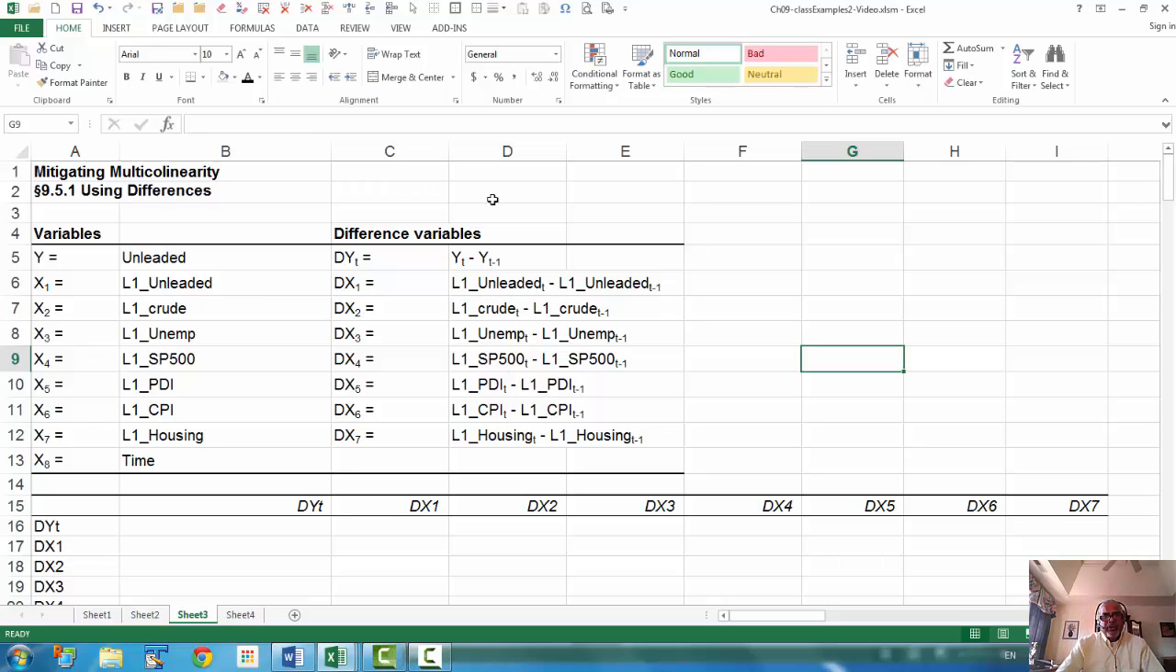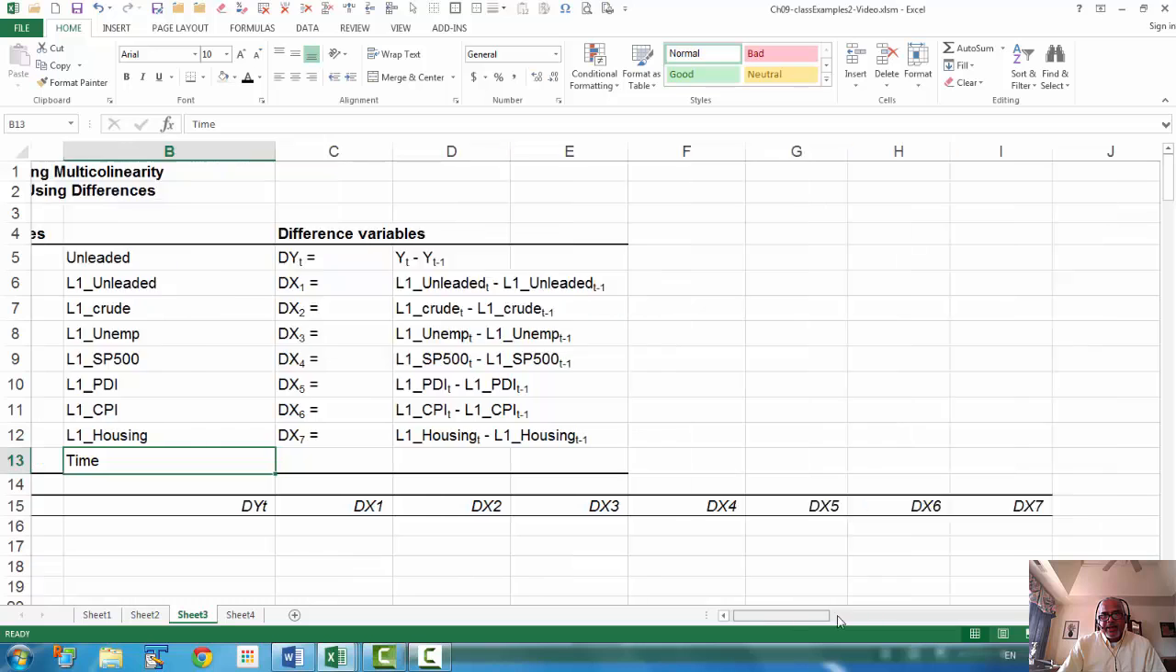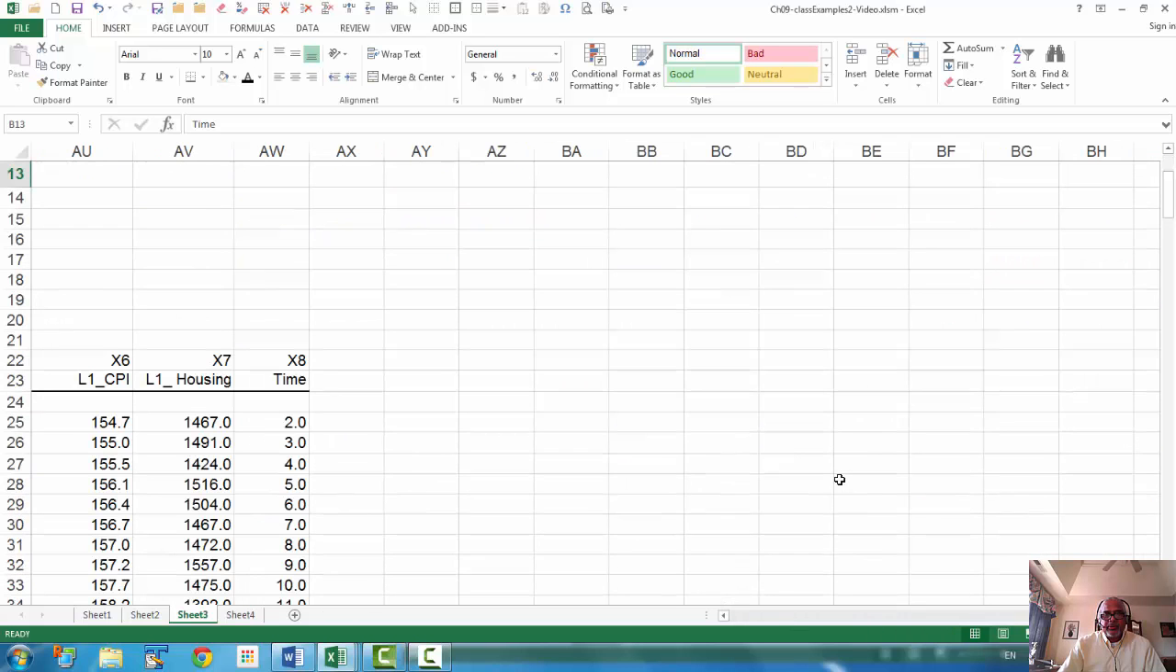Now when we do this analysis, time need not be considered, because if you take the current time value minus the previous value, the difference is going to be 1 all the way. It's not going to change at all. So there is no d of x sub 8, because it would be a constant value. Okay, so let's set that up here.